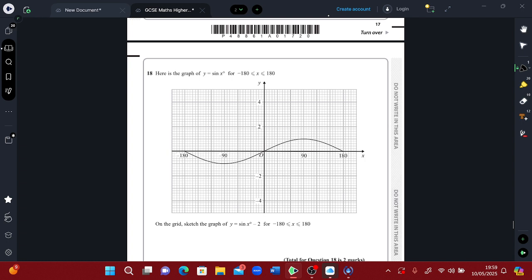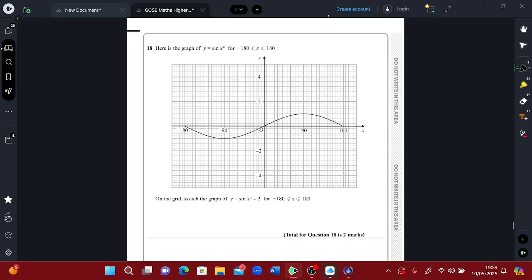They're quite nice to give you the graph for it, I'm not going to lie. All it's asking us to do is to shift it. So, sketch the graph of sine x minus 2. Now, for any graph, y is f of x. So here f of x is sine x.